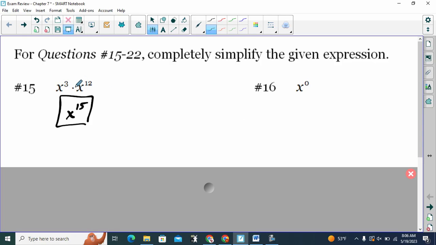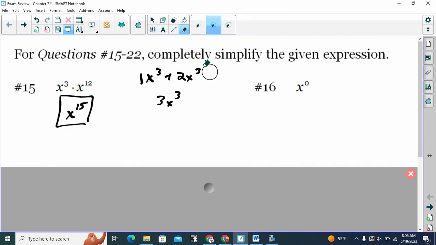Again, this is when we are multiplying. If we are adding things, like one x cubed and 2x cubed, remember, that's 3x cubed. When we're adding, we combine like terms. But when I multiply, that's when I add their exponents.